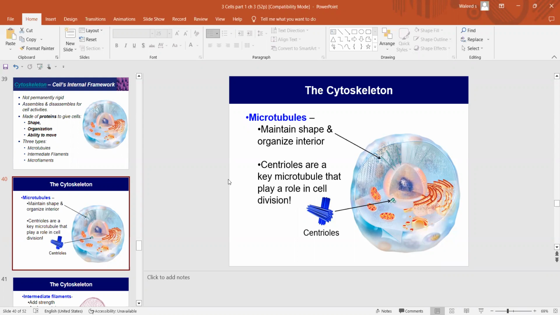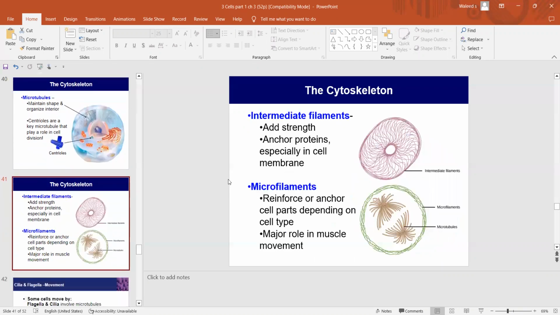But for now, it's in the center to help the cells to divide. I will tell you how later. Next, which is in the middle, is the intermediate filaments, which look like this. Look at this picture. It's adding strength, so it's making the cells stronger. It doesn't break down, and it anchors the protein in the cells, so the protein is not moving around. It's anchored in here. The last one is microfilaments.